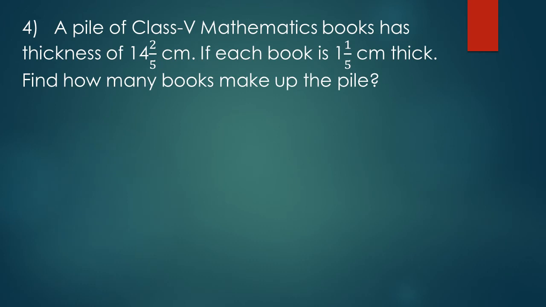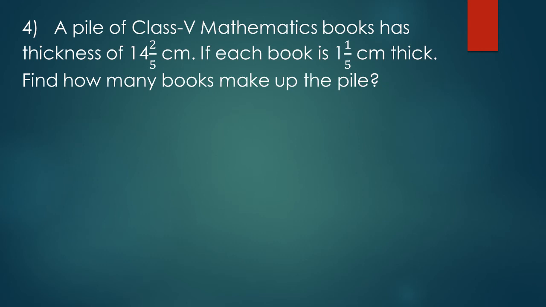Let's solve one more question. A pile of class 5 mathematics books has a thickness of 14 2/5 cm. If each book is 1 1/5 cm thick, find how many books make up the pile. Let us try with a simple example. A pile of class 5 mathematics books has a thickness of 10 cm. If each book is 2 cm thick, find how many books make up the pile.